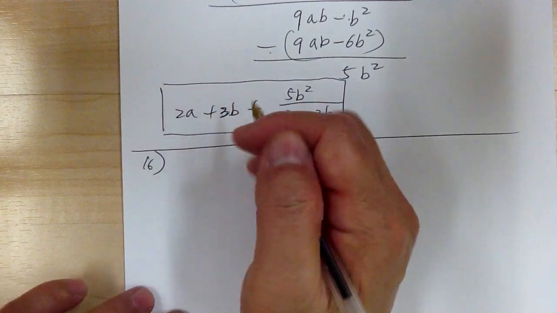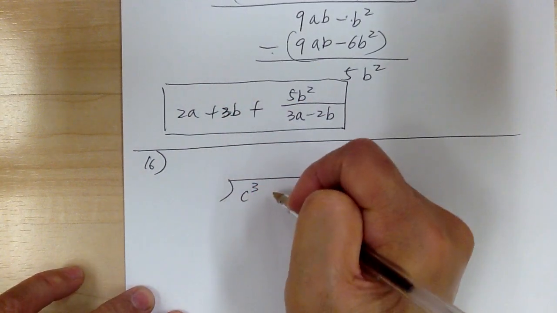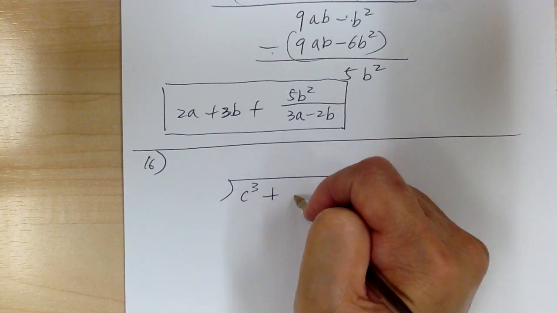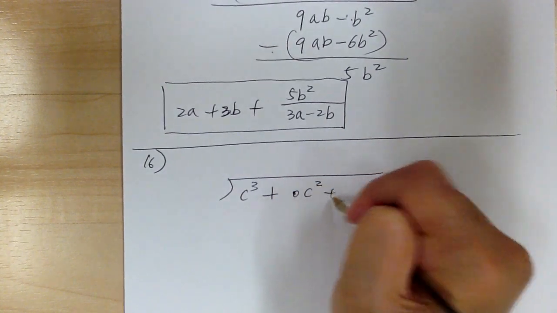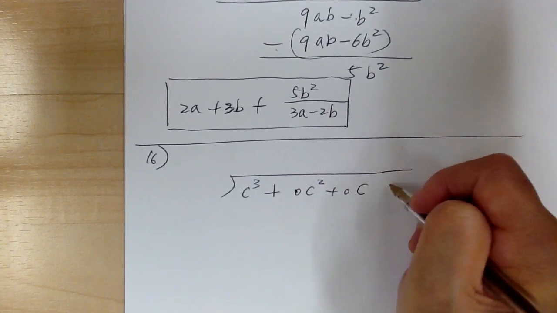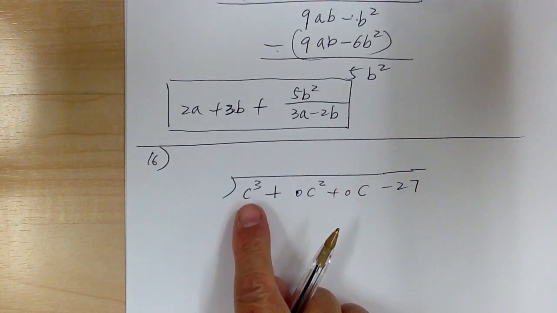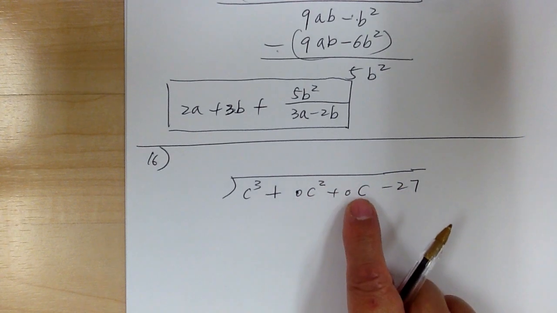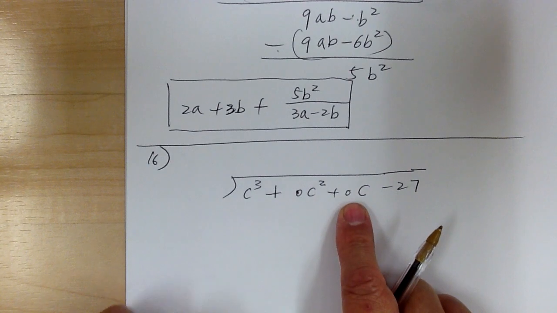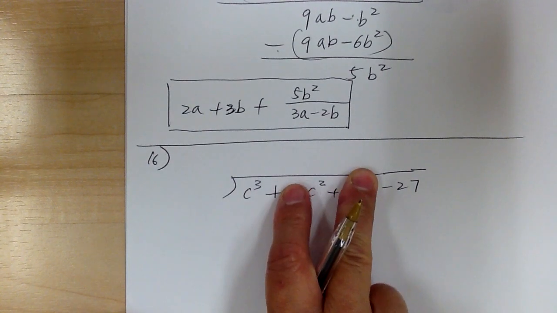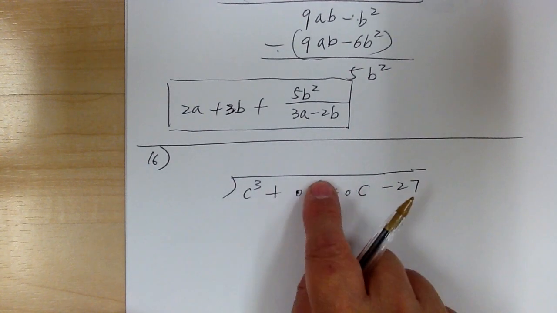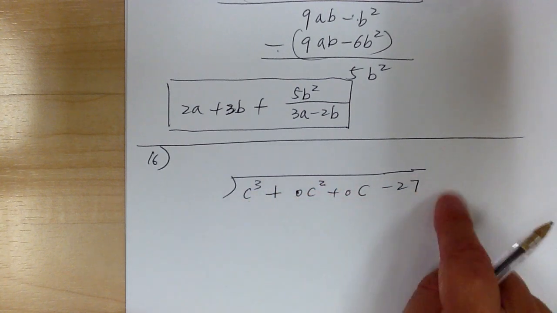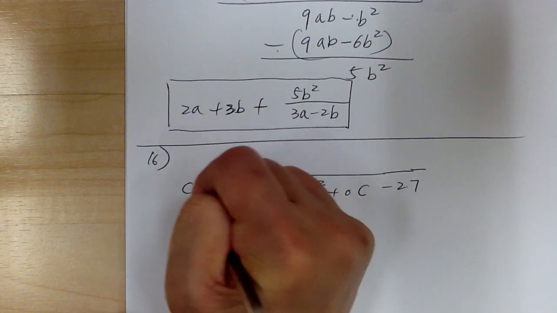Okay, so 16, you have c to the 3, and plus, there's no square, so you have to put 0c squared plus 0c minus 27. Again, remember, you have to go down 3, 2, 1, 0, the exponents. So if there's a missing term, you have to skip a space or write it down like this. Normally I leave it blank, but for you guys, I'm going to put down 0c squared and 0c. So again, you cannot skip terms. Everything has to go down in order. And you have to divide by c minus 3.